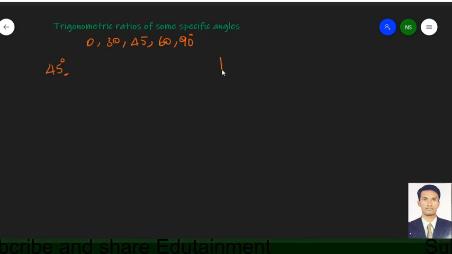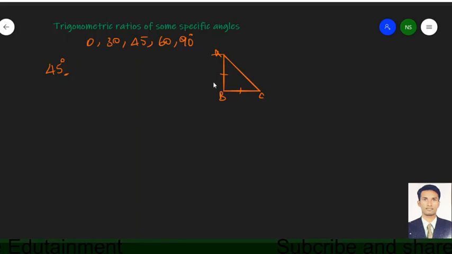First of all, let us take one isosceles right angle triangle. In an isosceles right angle triangle, two sides will be equal. Let us name it ABC, with the right angle at B. If two sides are equal, definitely two angles will be equal in that triangle. So we can say this is 45, this is 45, because in a triangle the sum of all angles is 180. This is 90, and the remaining two angles are 45, 45, so total 90 degrees.